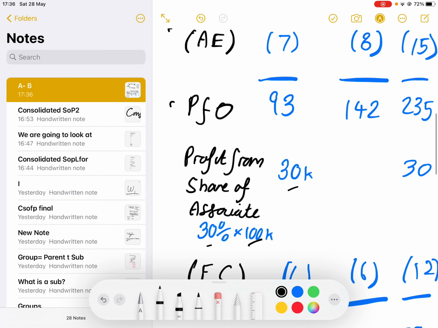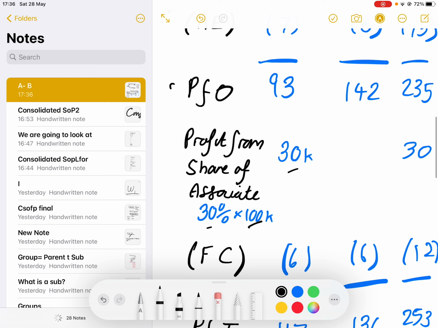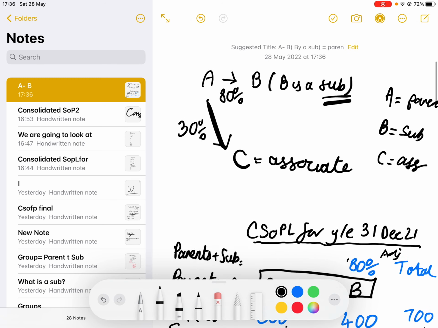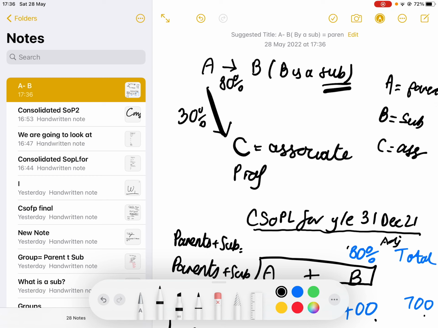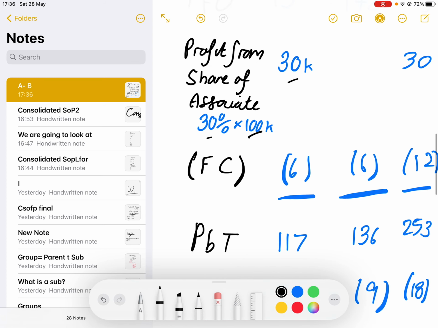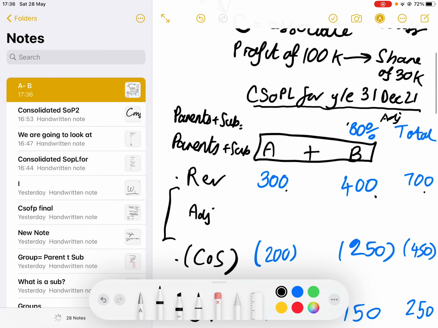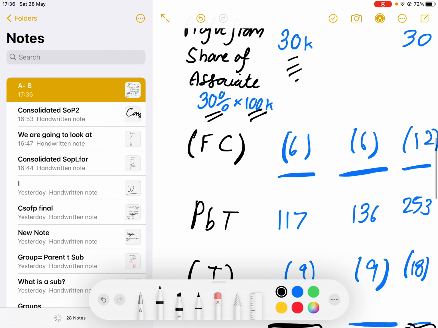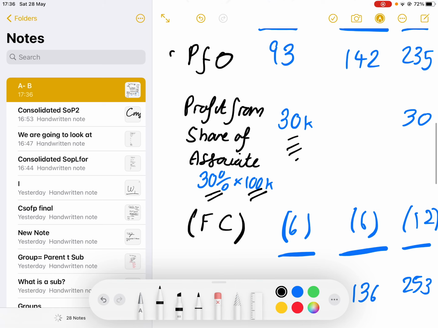Good. Now there's one thing I missed out, which I think is important to explain. The associate is very simple. Associate, as we know, we're only entitled to a percentage of profits. So if in this case, imagine if C is making a profit of 100k, we record a share of 30k because our percentage share is 30%. So I do 30% times 100, and that gives me 30k, and I allocate that 30k to the parent company, which is A.